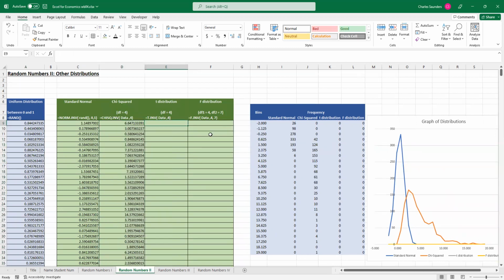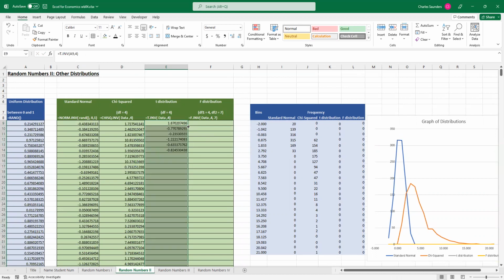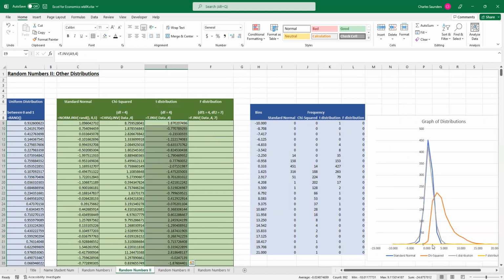The t distribution should be symmetric. T.INV, A9, and then 4 degrees of freedom again, because we want this thing to have fairly thick tails in comparison to the normal distribution. And it does have somewhat thick tails, the gray versus the blue.